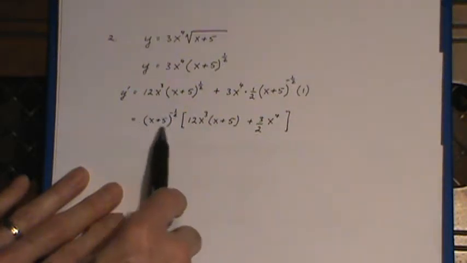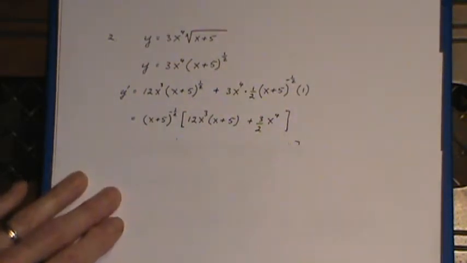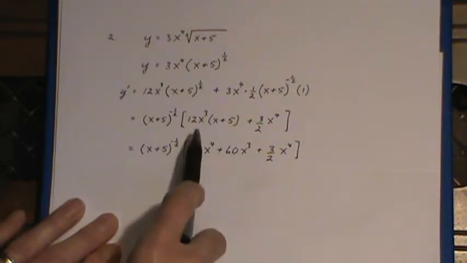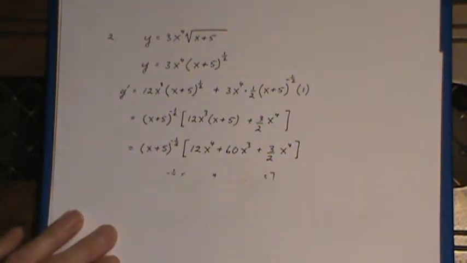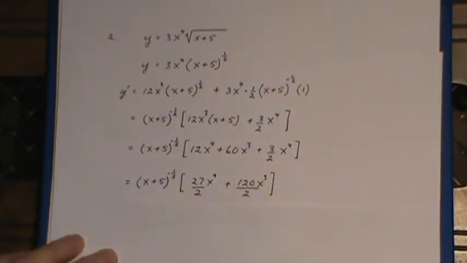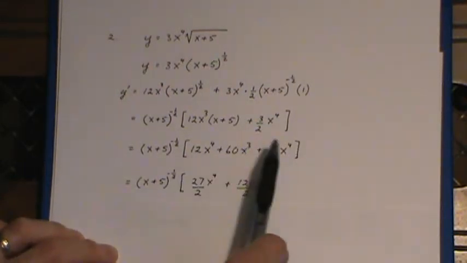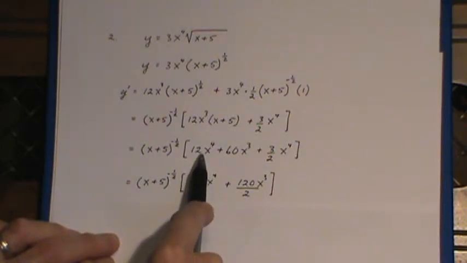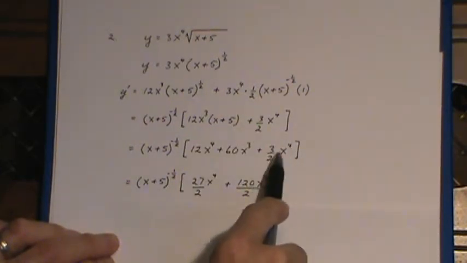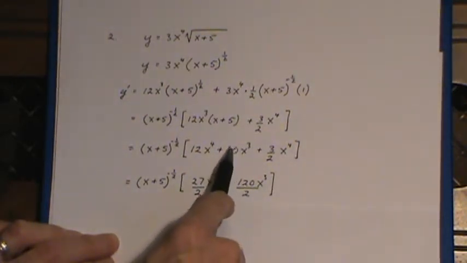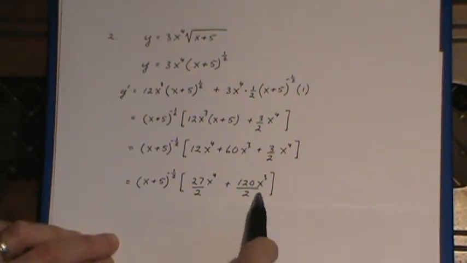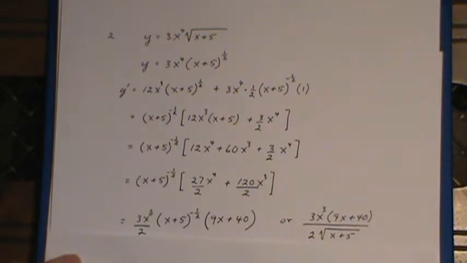So as I mentioned before, once you take out the common factor, this should clean up very nicely inside. I just multiplied this out. In order to make life a little bit easier when I go to simplify, what I did was I added the 12x to the fourth and the 3 halves x to the fourth. That gave me 27 halves. And just for convenience, I wrote the 60 as 120 over 2 so that I could take that half out, and then there are no further changes.